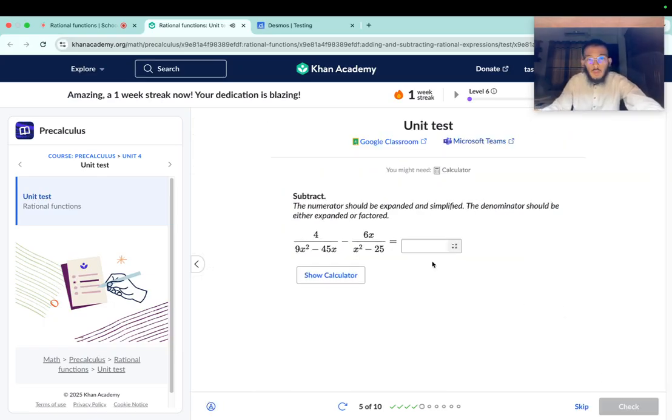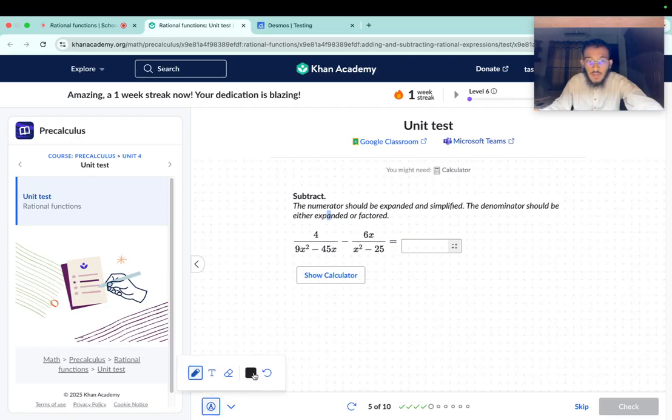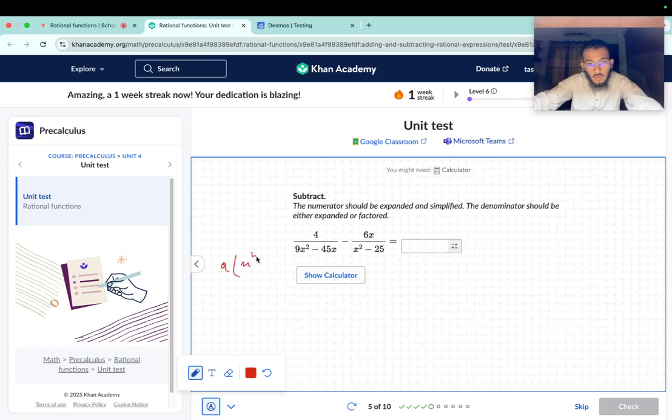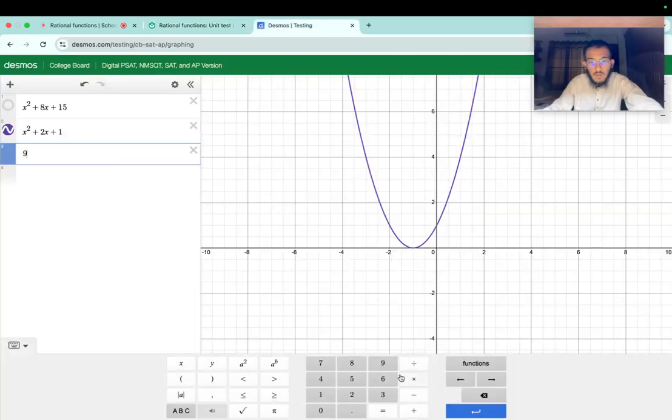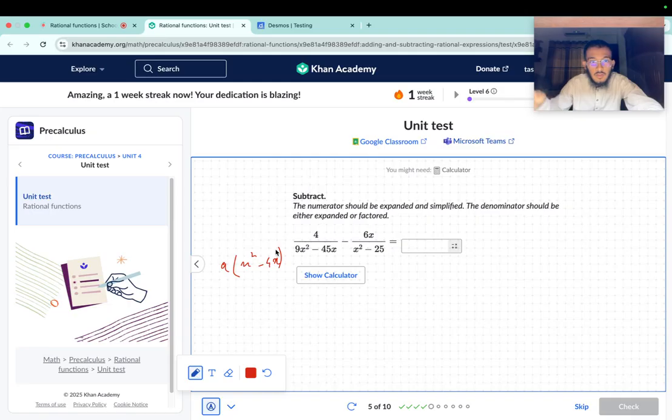There we go. We have to subtract. The numerator should be expanded and simplified. The denominator should be either expanded or factorized. Let's factorize this. If I take 9 out, so we have x squared minus 4x, right? 9 into 4 is 45. 9 into 5 is 45. So this is 5x. So 9 times x squared minus 5x is 45x.